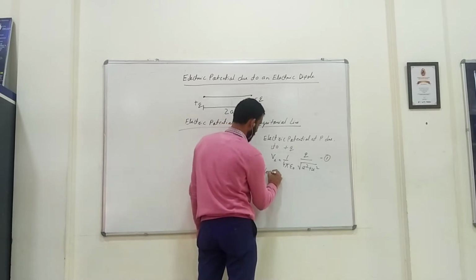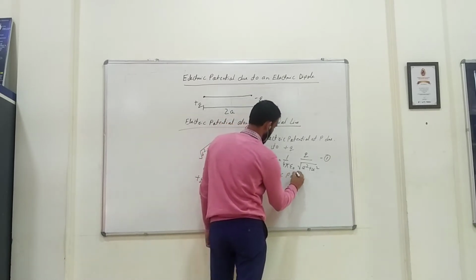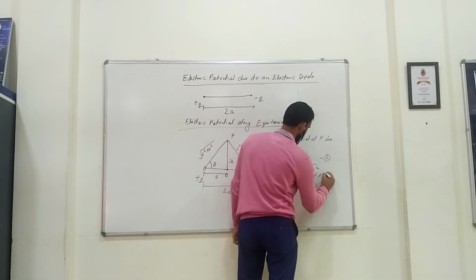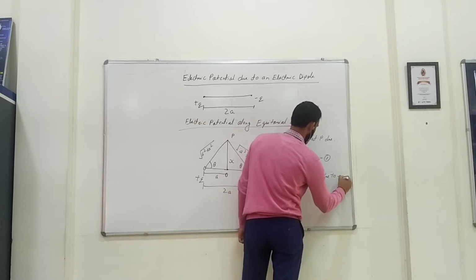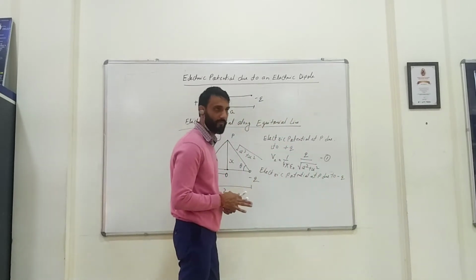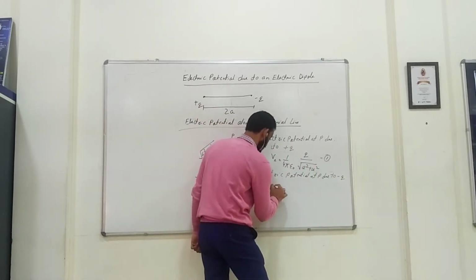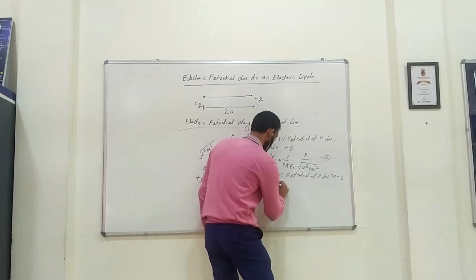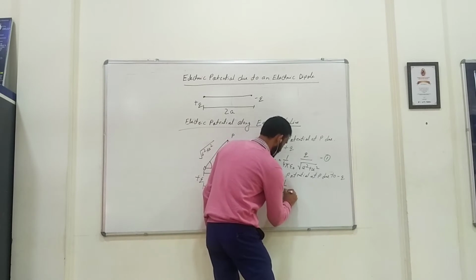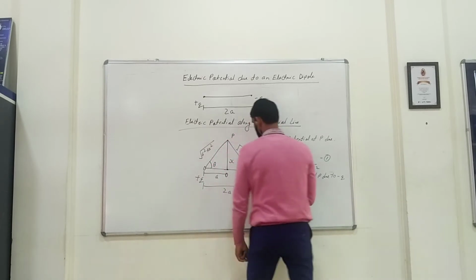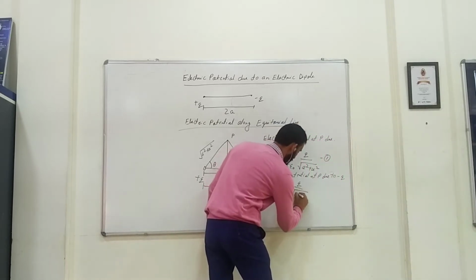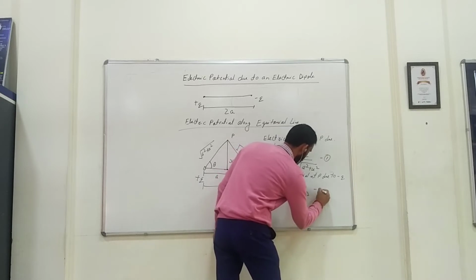Similarly, the electric potential at P due to minus Q. So how much will it be? V2 is equal to, now you know that this electric potential is because of minus Q. So this will be minus 1 upon 4 pi epsilon naught q upon, what is the distance? Same distance, under the root a square plus x square. This is equation number 2.